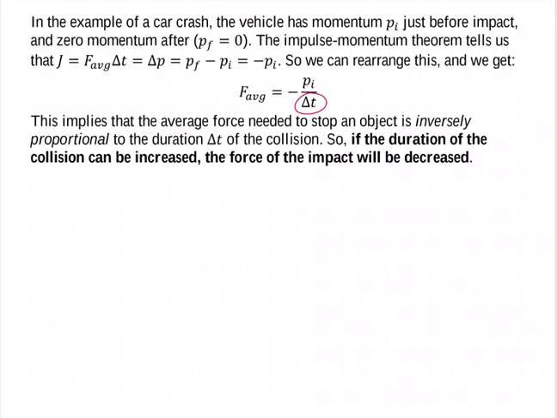So anything that we can do to increase the delta T for the impact is helping to decrease the force, and that is what is saving lives. Okay? So whatever it is, increase the delta T to help save lives. Okay? You should put that on a poster.